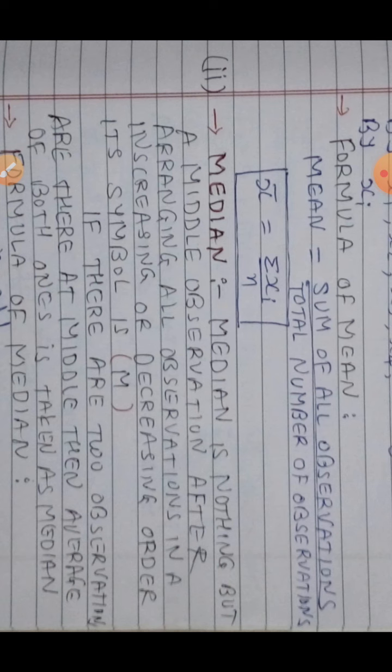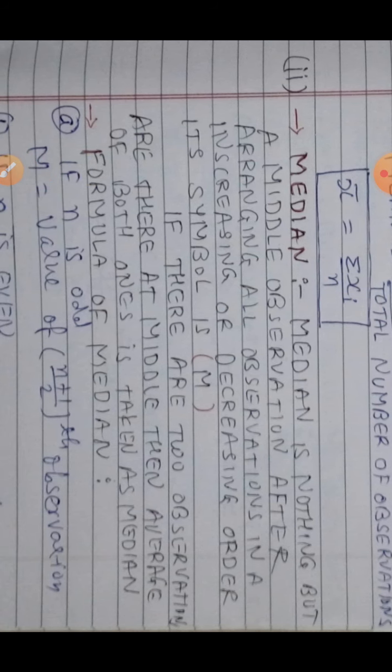So keep in mind, at the time of median, this is a very important point: arrange all the observations in either increasing or decreasing order. We will use increasing order only whenever we find the median. Sometimes you observe that in the middle position there are two observations.